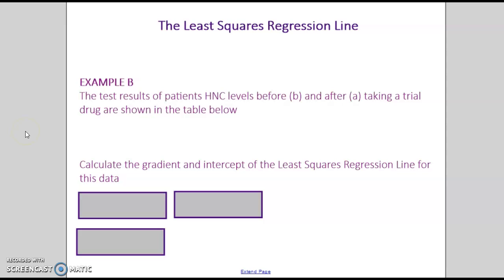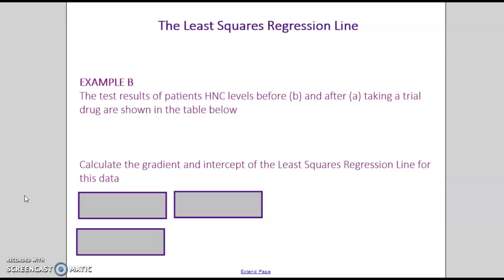So this one we've got a little bit more context. Rather than asking me for the equation, it is specifically asking for the gradient and intercept. I'm just going to make sure that I know which is which from the calculator. So example B says the test results of patients' HNC levels, whatever they are, before B and after A taking a trial drug are shown in the table below.